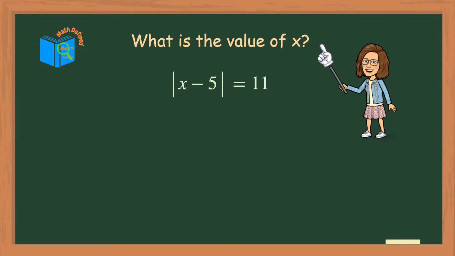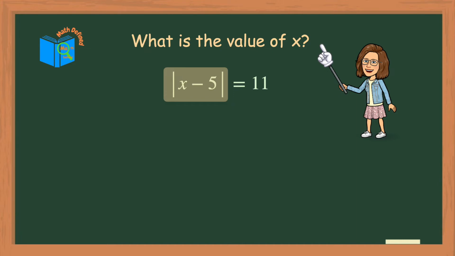Here we have the equation, the absolute value of x minus 5 is equal to positive 11. What is the value of x? Well, the left side of this equation is saying that whatever the value of x is, when you subtract 5 from it, the absolute value will be positive 11. So this means that the variable can have more than one solution here.